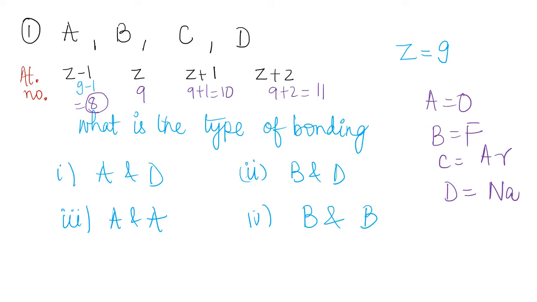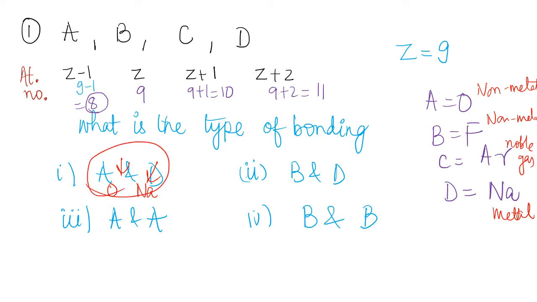Now what is oxygen? Oxygen is a non-metal, right? Fluorine is a non-metal. Argon is a noble gas. And sodium is a metal. Now what is the type of bonding between A and D? A is oxygen, so oxygen and sodium. Sodium is metal, this is non-metal. So metal forms cations, non-metal forms anions. Cation and anion form an ionic bond. So the first answer is ionic bond.